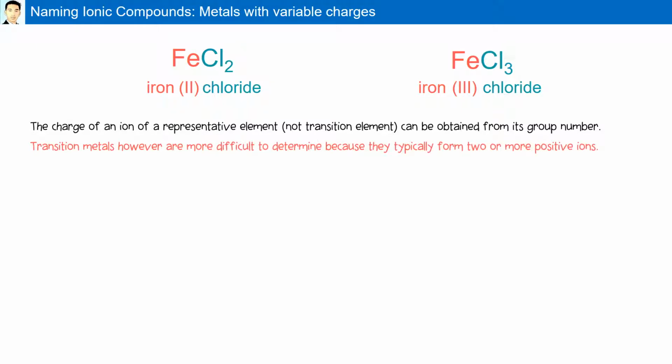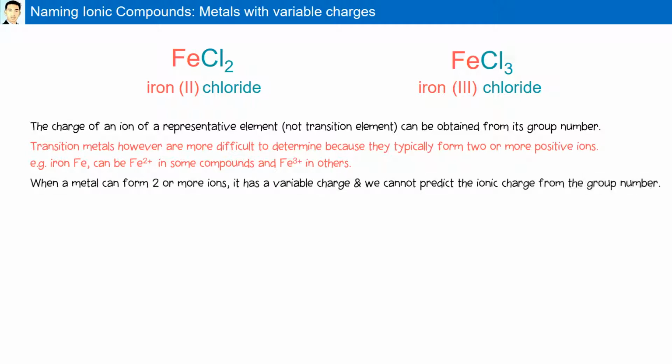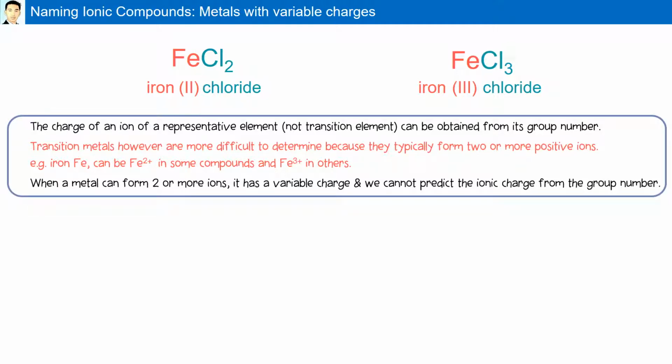However, transition metals are more difficult to determine because they typically form two or more positive ions, such as iron, which can be Fe2+ and Fe3+ in some compounds. When a metal can form two or more ions, it has a variable charge, and we cannot predict the ionic charge from the group number.